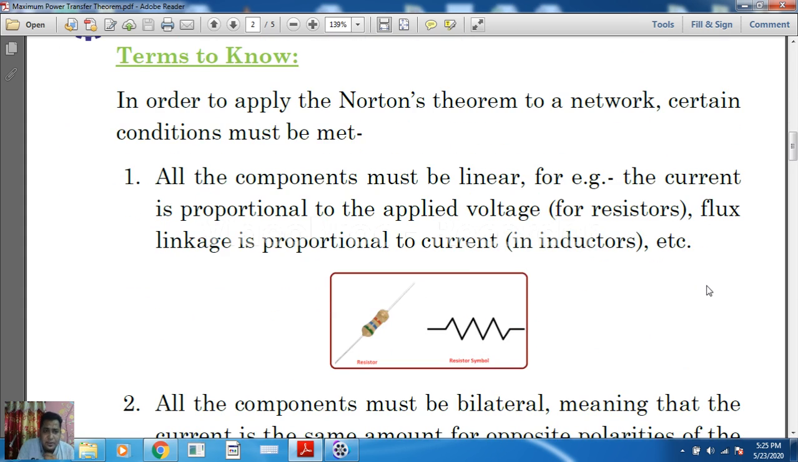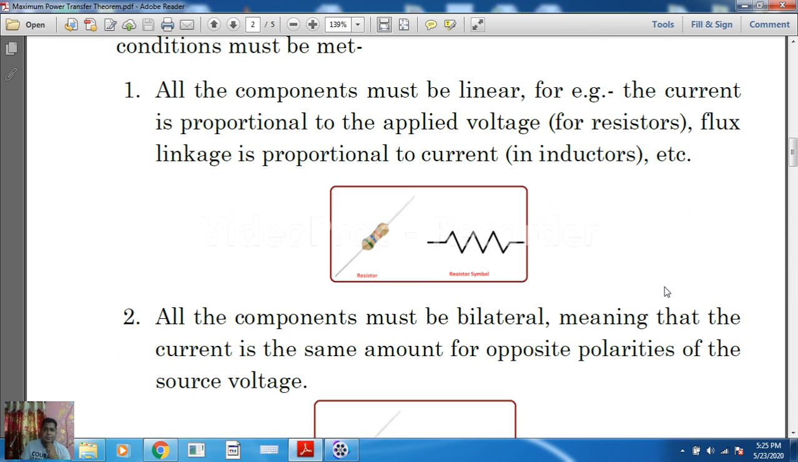Again, in each theorem I have discussed this concept: the linear element and bilateral element. The maximum power transfer theorem, Thevenin's theorem, Norton's theorem, superposition theorem, all can be applied in circuits which contain linear elements and bilateral elements. So what is a linear element? A linear element means an element whose VI characteristic is linear.